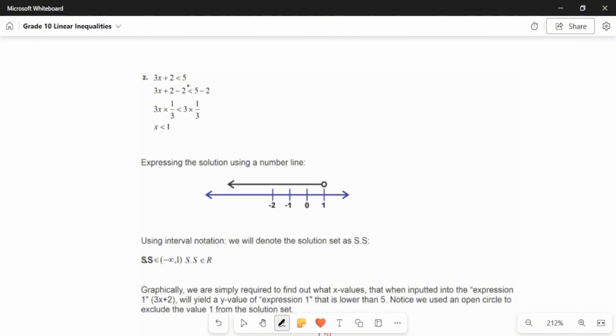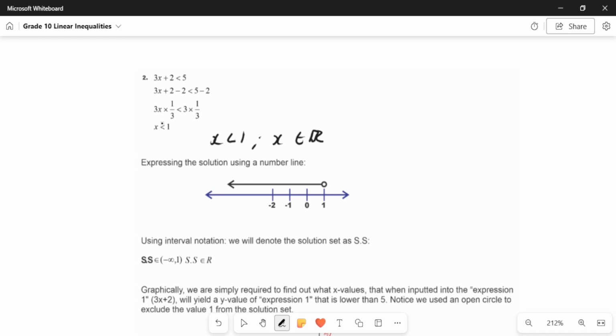So now if I solve for this, if I subtract 2 on both sides, I get 3x less than 3. And then if I multiply by 1 over 3 on both sides, I'll get x less than 1. What this means is if I input any x value less than 1, be it a fraction, be it a surd, whatever it may be, any real value less than 1, then I'll have the case where this 3x plus 2 will output numerical values that are less than 5. So from a set builder notation standpoint, I'll say x less than 1, x element of real, right?